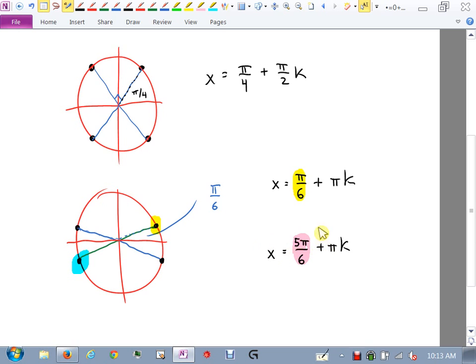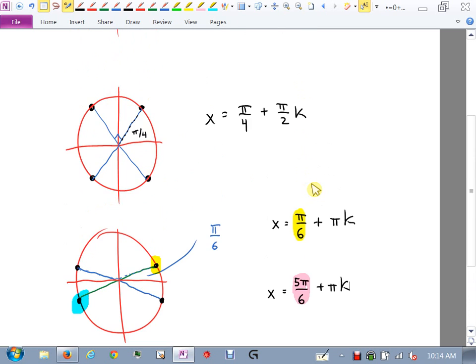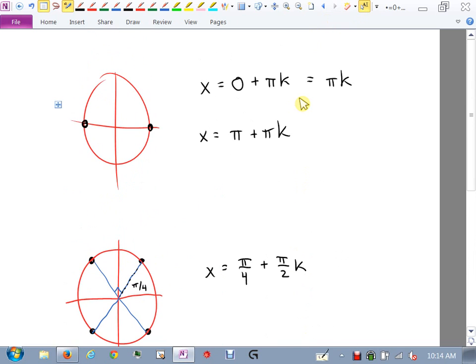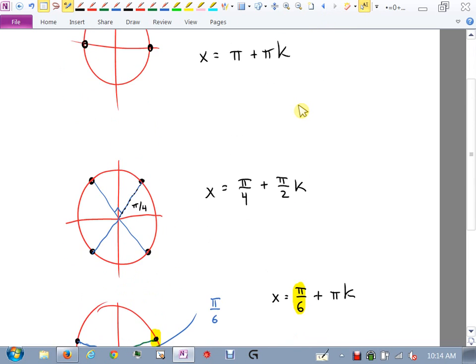Plus pi k, and then this one, you just leave that one? That would be correct. Yep. Because we want to be efficient, right? We do want to be efficient.